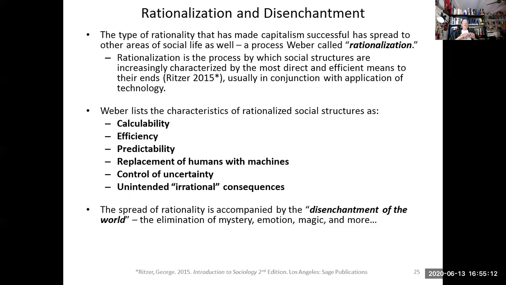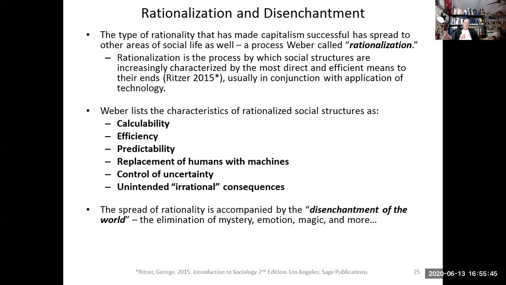He felt there was a master trend in history, something you could see happening for 1,500 years. It was going to continue into the future. Two things, there were two trends: rationalization and disenchantment. Rationalization refers to the process of a certain type of rationality, the spread of that process throughout social organizations across cultures.